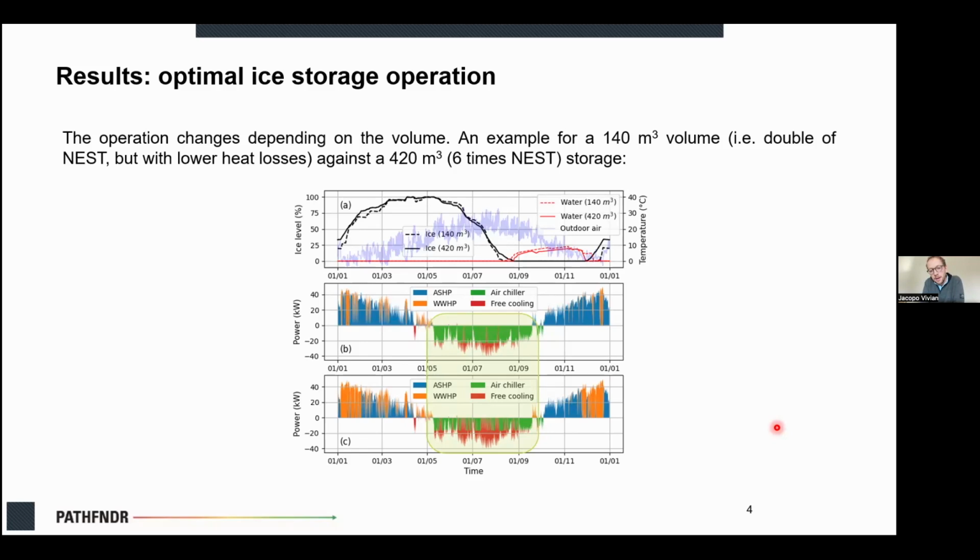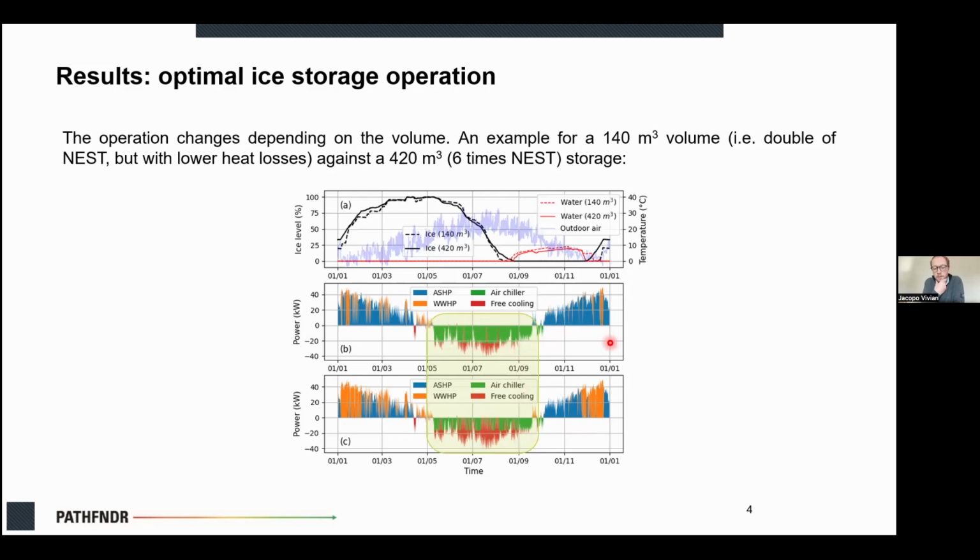It looks like the ice storage is used exactly in the opposite way of the BTS system. Because the water-to-water heat pump of the BTS system, if you remember, was covering the base load of the space heating demand of the Empa campus. Here, as you can see, the free cooling, which is the red part here, is covering the peak loads. And the remaining part, the base load, is covered by the air chiller.